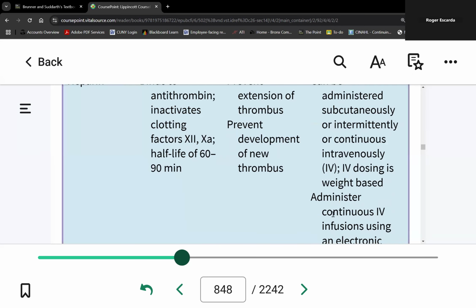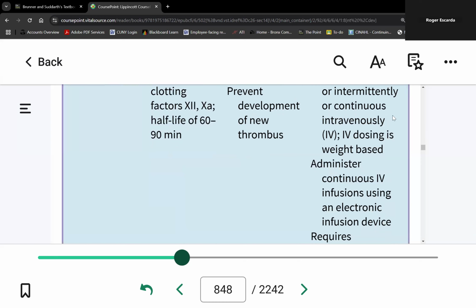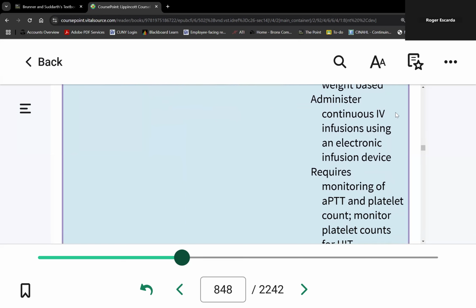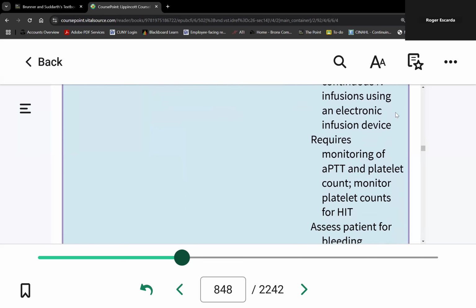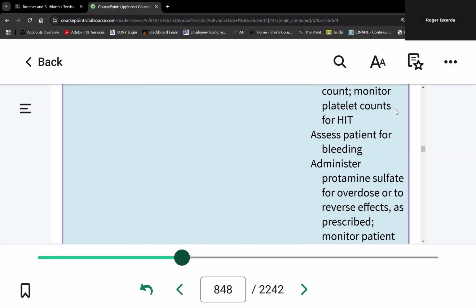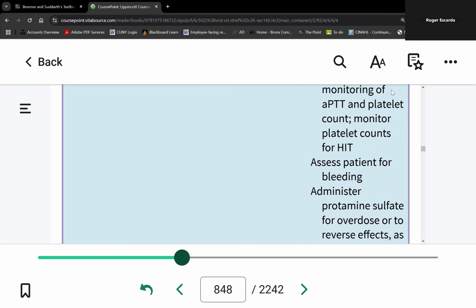If it's IV infusion, then the initial dosing will be based on the patient's weight, and the ongoing dose moving forward will be based on the patient's PTT. We want the PTT to be higher, correct? If the PTT is too low, we increase the dose. If the PTT is too high, we lower the dose. If the PTT is therapeutic, we keep the dose. Again, watch for HIT. It is a heparin.